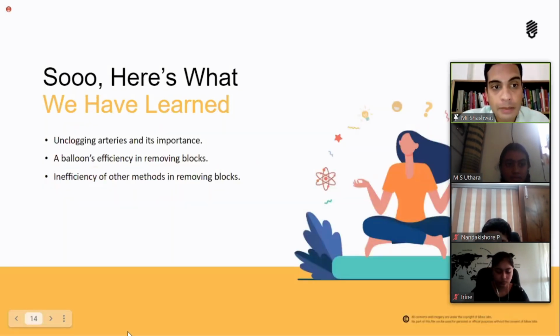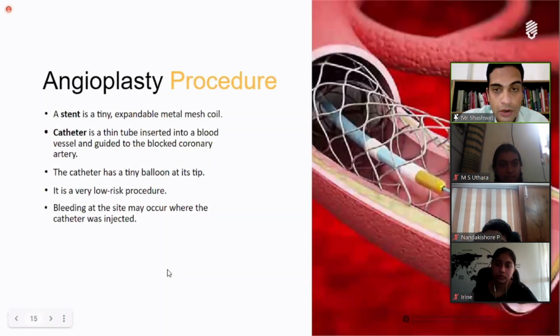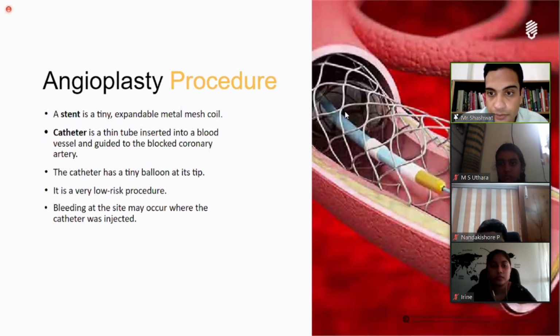Now, up till here, we've learned about unclogging arteries and the importance, the balloon's efficiency in removing blockage, and the inefficiency of other methods in removing the blockage. Now, let's understand something about the procedure of angioplasty. Again, there is a picture on your screen, and you see a tiny metal mesh. This mesh is known as a stent. What is it called? A stent. Okay, it's a mesh coil. It's known as a stent.